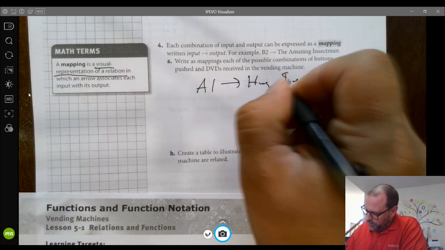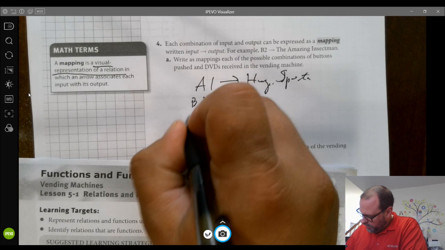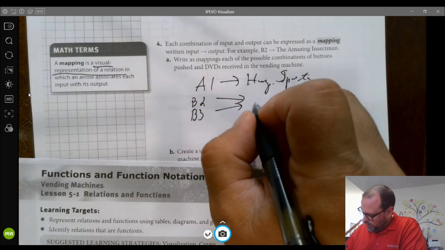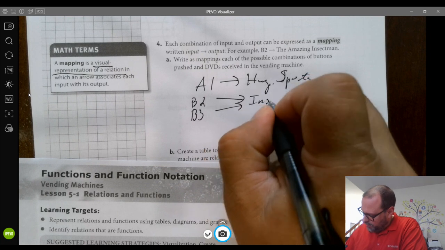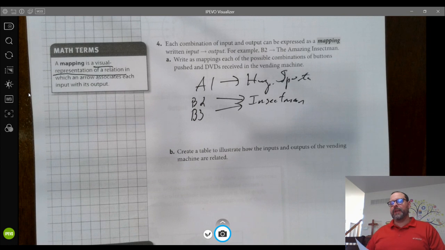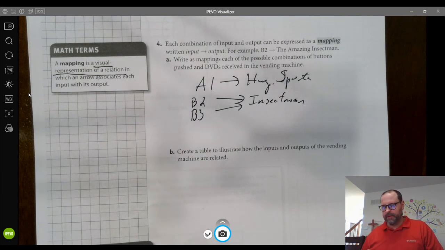the hunger sports. My writing's worse than usual because I'm just writing it quickly. What would happen? I'm going to go to B2 and B3 actually go to the same one. The Amazing Insect Man. Okay, so sometimes the input has the same output. Okay, so that's a possibility.